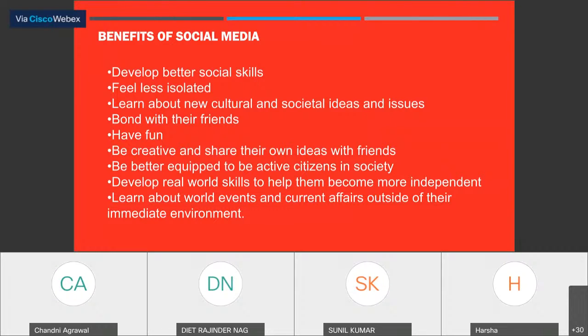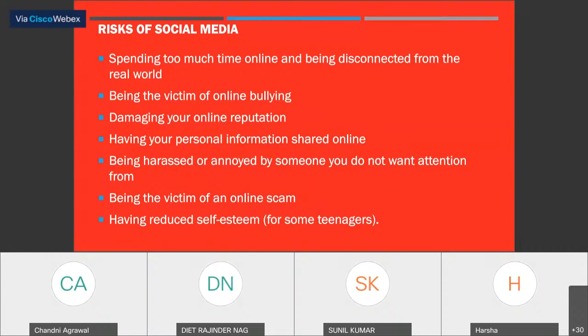Facebook is a big contribution to our virtual social group. Rather than we don't have so many friends in the real world, but we have a big group on social media. So this is the good point of social media. We can be creative, share our own ideas. So many people have started business even through social media. But yes, there are some risks.